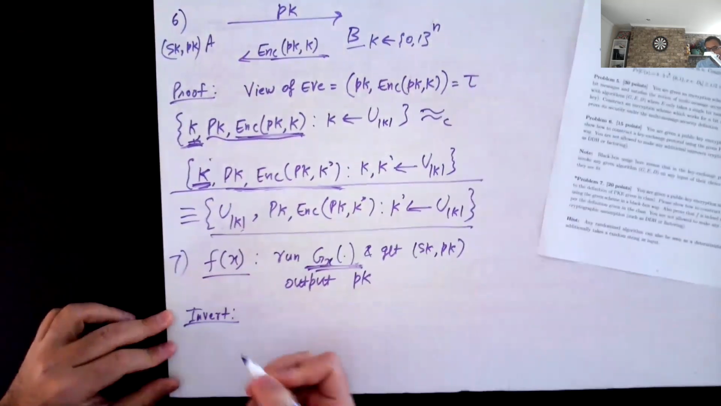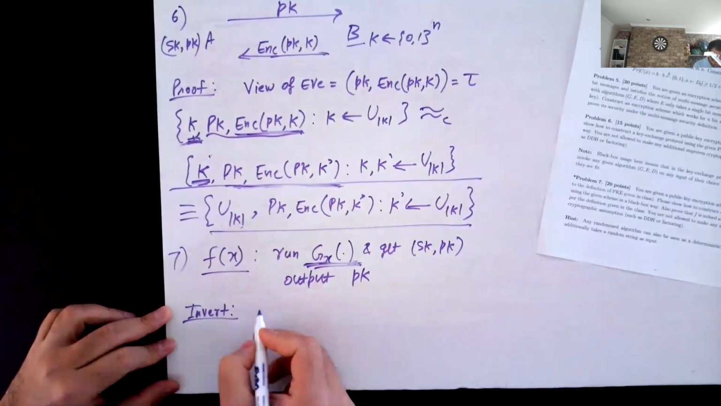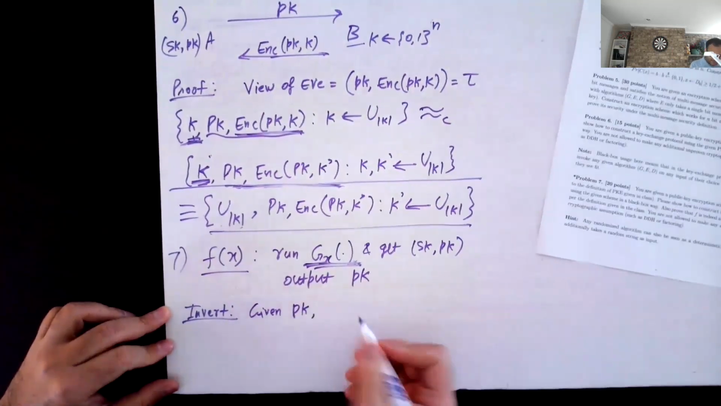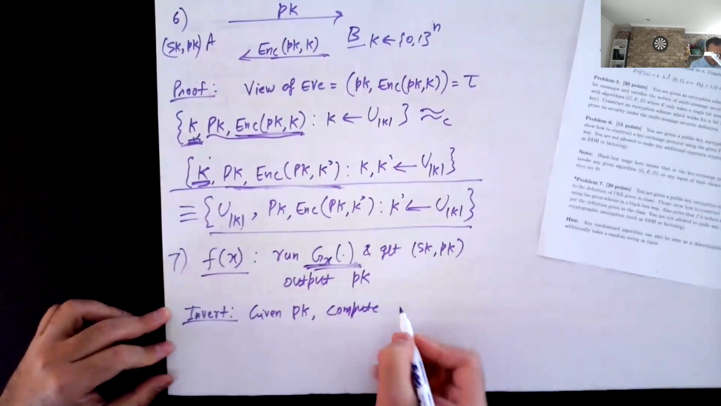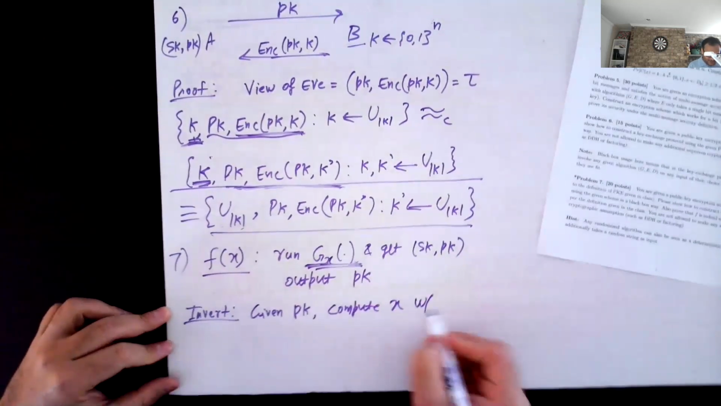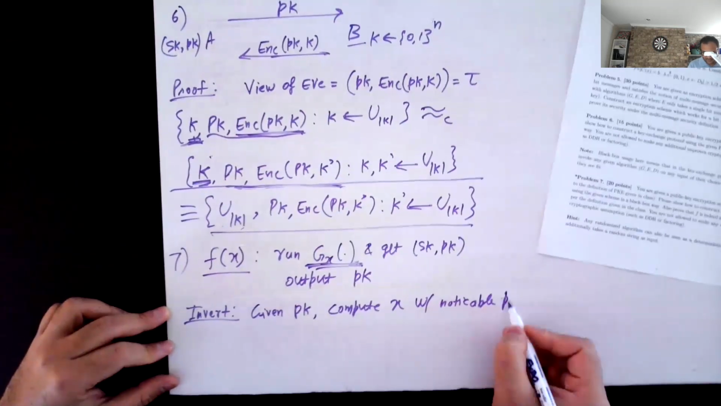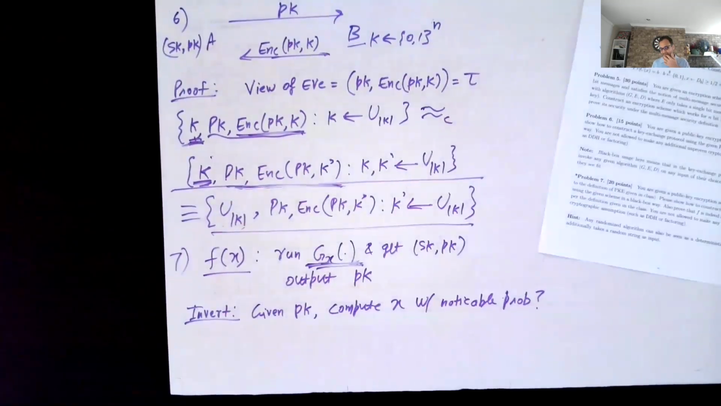Why is this hard to invert? Now, given pk, can you compute x with noticeable probability? Any ideas why or why not?